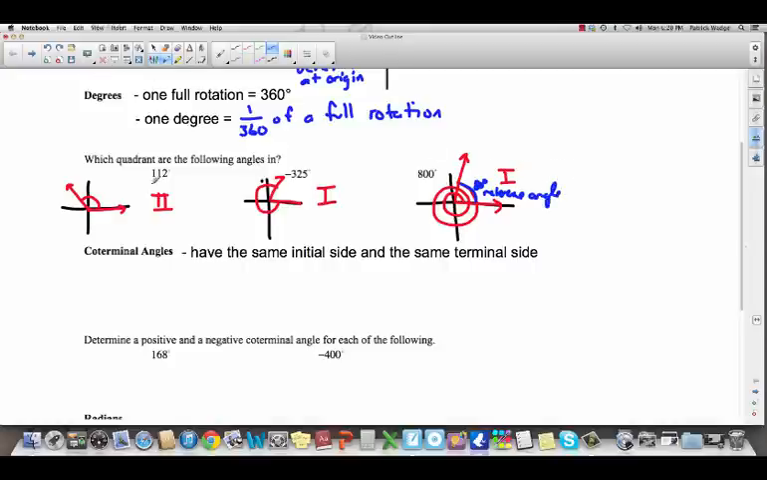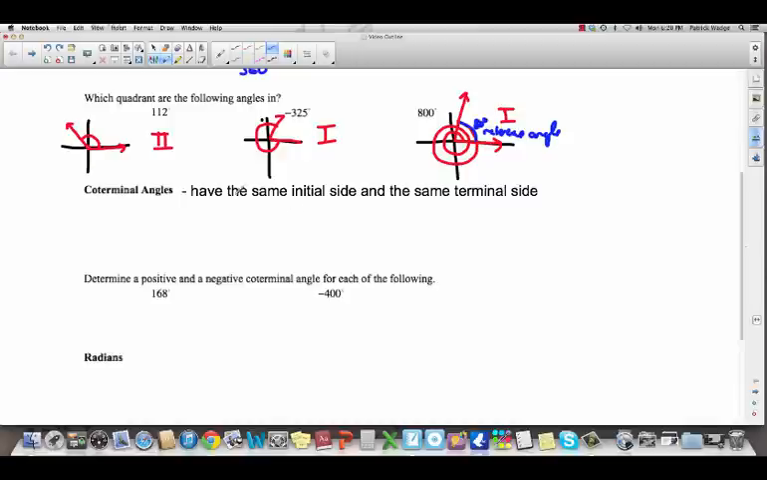Okay, coterminal angles. I don't know how this popped up. I must have accidentally clicked it, but here it is. They have the same initial side and the same terminal side. So for example, if I was to draw an angle in standard position, let's make an easy one. Let's say it's 100 degrees. So here's the initial side, and 100 degrees would put the terminal side somewhere around here.